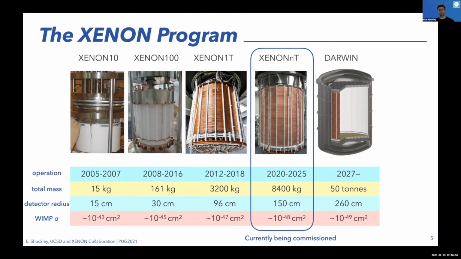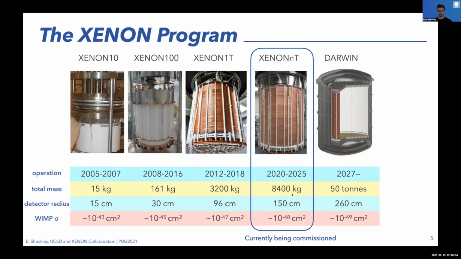We very quickly upgraded XENON1T to XENONnT, where n here is about, depending what mass you use, about 7 or 8 tons. And this is currently being commissioned. You can see here that the TPC has been assembled. It's been installed underground, and we're currently commissioning it as we speak. So it's a very exciting time.